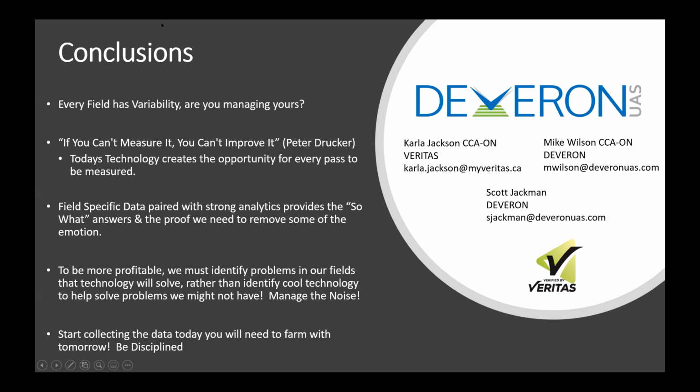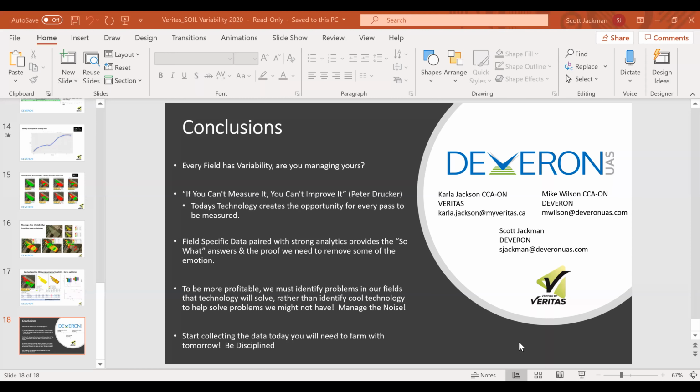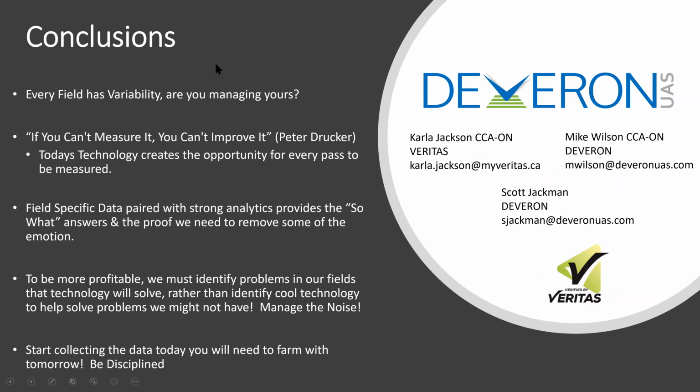Technology is here, and your next piece of equipment you buy will definitely have technology in it. By implementing these simple tools that we reviewed today, you can start collecting data and take advantage of that new technology in year one rather than three years down the line. So if you buy a planter next year, you already have that base data that you can start making those decisions on and utilizing that technology right away. So start collecting the data today that you will need to farm with tomorrow.